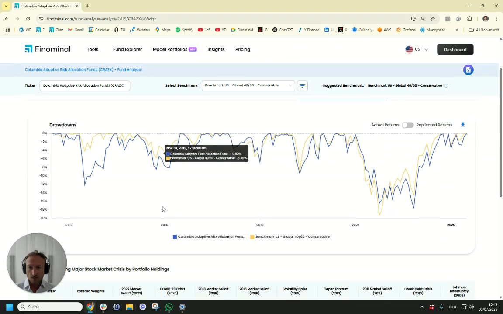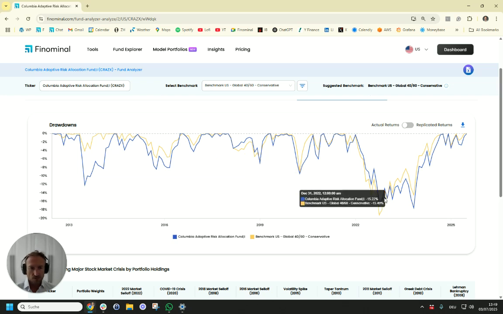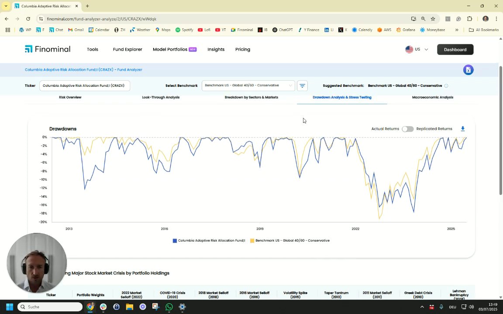Now here we can see the drawdowns across time since 2013. So we have a bit more than a decade. But unfortunately, we see that in almost all crisis periods, CRAZX generated larger drawdowns than that benchmark portfolio, except over here in 2022. But the fund also recovered slower. It had a double dip over here. So from a risk perspective, this product is not more attractive than the simple 40-60 portfolio.